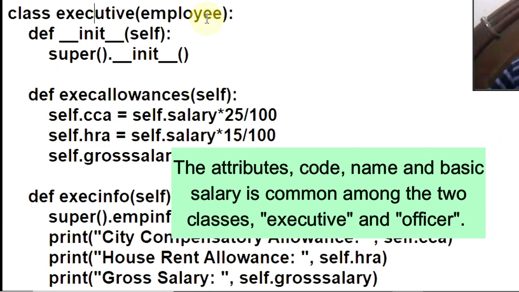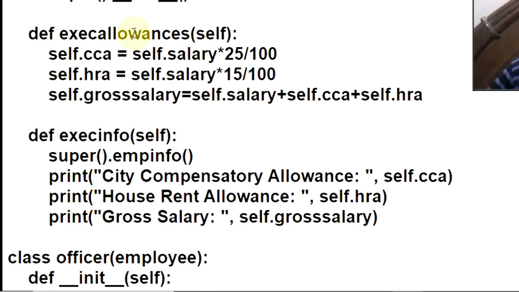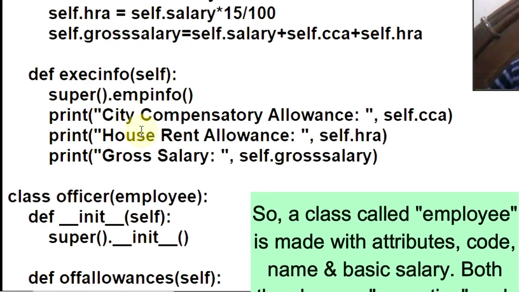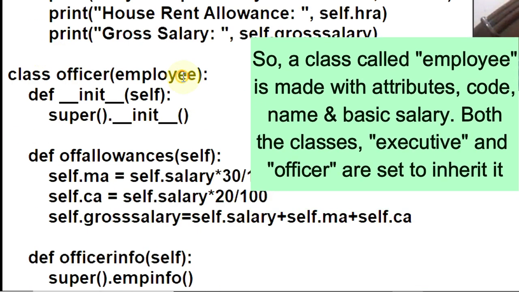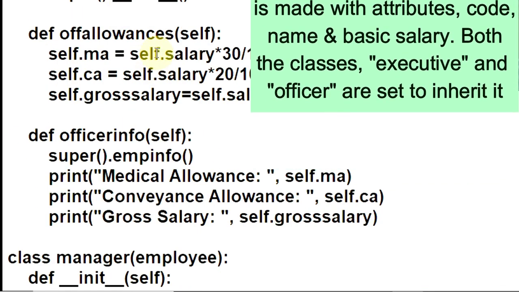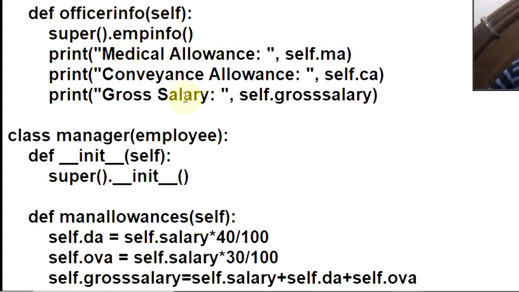Executive class which is inheriting the employee class, and it has two functions. One calculates the allowances of the executive, that is CCA and HRA, and another function displays the allowances. Officer class also inherits the employee class. It has the default constructor and two functions. One calculates the allowances and another displays the allowances which have been calculated. I assume that the officer has the allowances, medical allowance and convenience allowance.